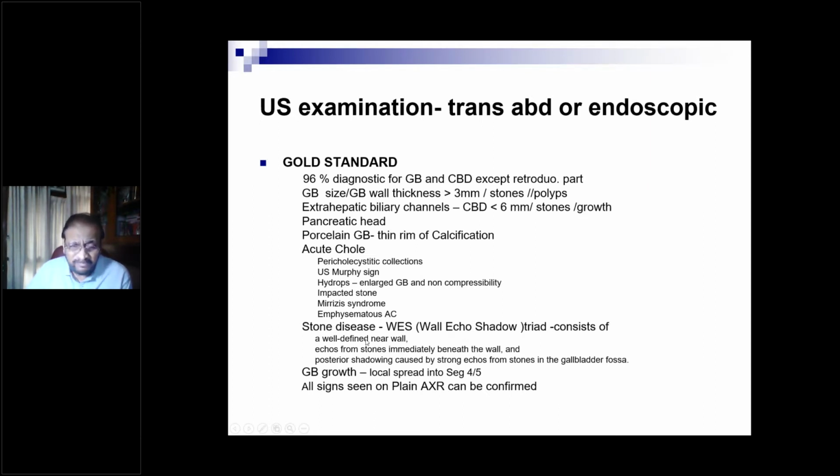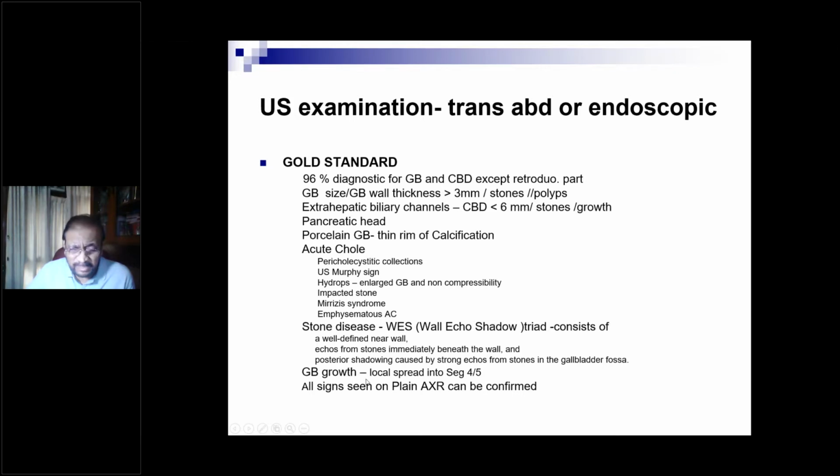What is the wall? A well-defined near wall. That means one edge of the gallbladder is lying nearer to the probe. So that is a well-defined near wall. Then beyond that, what is lying inside the lumen? You find the stones immediately beneath the wall. And then you find strong echoes of stones in the gallbladder fossa abutting the liver. So you have the stones sending those signals back which are lying in the lumen, and different signals when they're lying in opposition to the liver. So that is why the wall, echo, shadow triad.